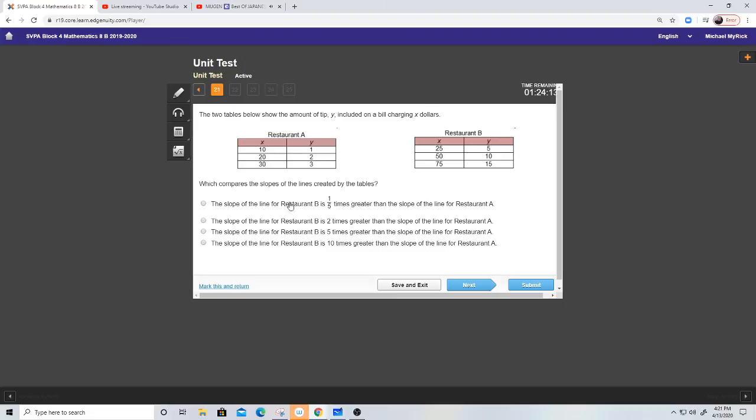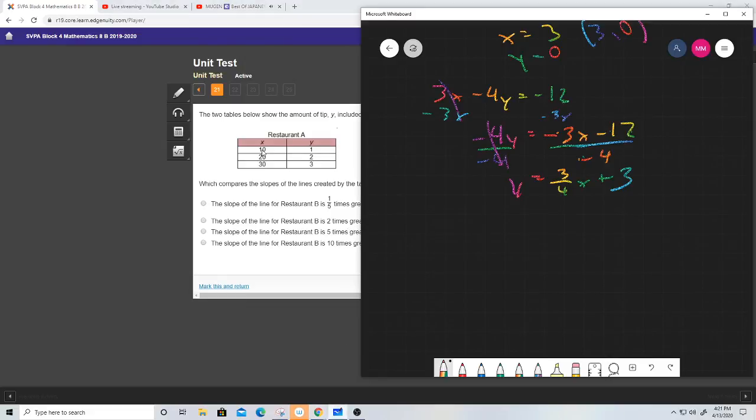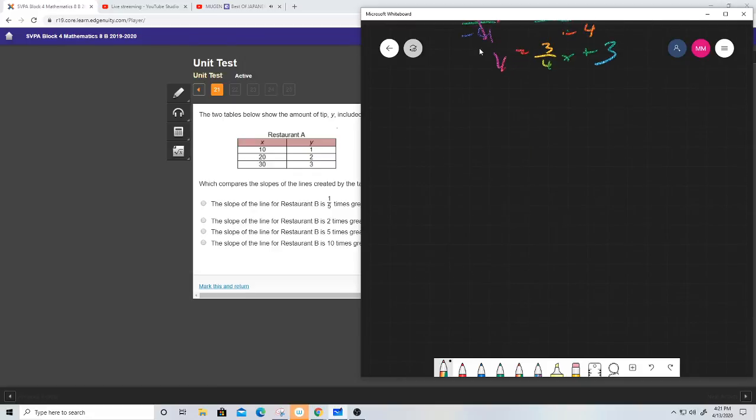Okay, they want to know which one's greater, the slopes. So real quick, what's the slope here for restaurant A? And you should be able to eyeball these. Don't get confused. You need practice if you can't eyeball this yet. Look at this. It goes from 1 to 2, right? What's 2 minus 1? And what's 20 minus 10? Good stuff. That's A.